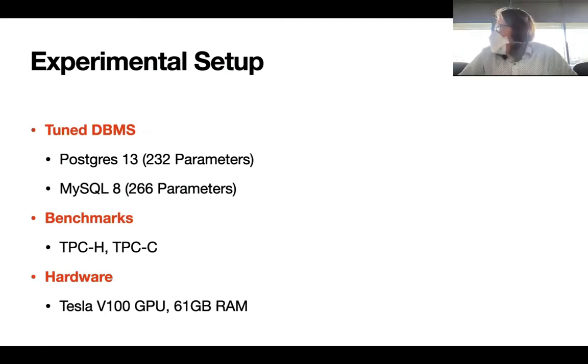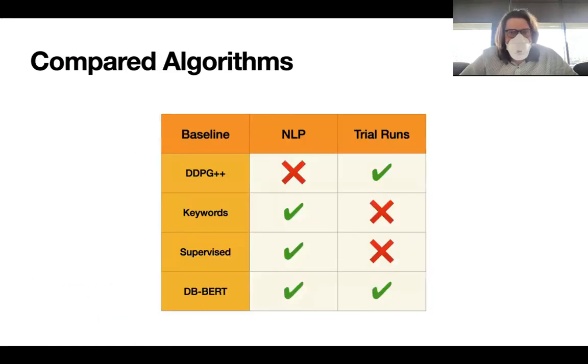Now, the systems being tuned are Postgres and MySQL on benchmarks such as TPCH, which focuses on processing analytical queries, and TPCC, which focuses on transaction processing. The hardware platform used in the experiments has quite a bit of RAM and a relatively powerful GPU, which is important for natural language processing.